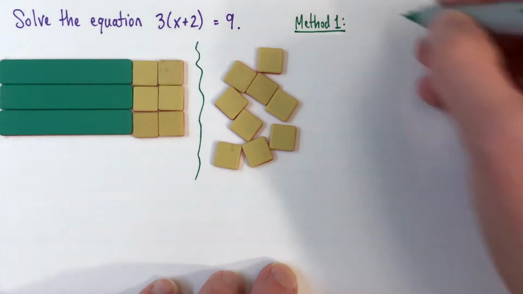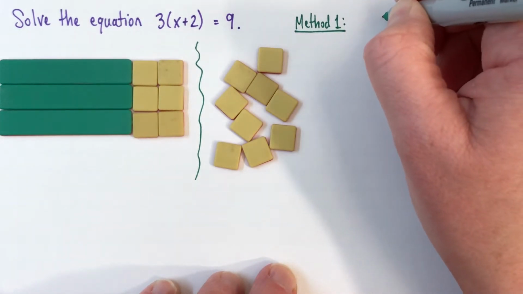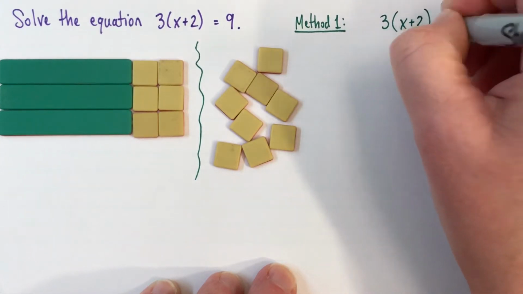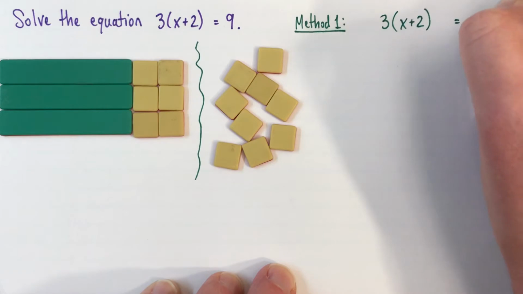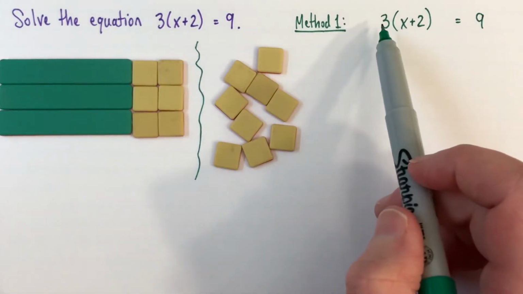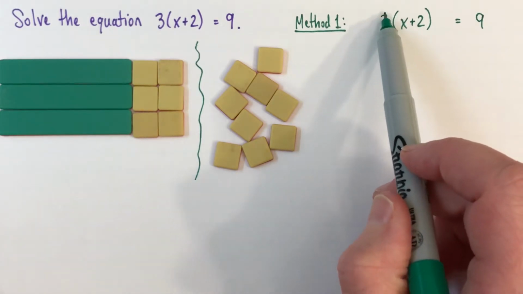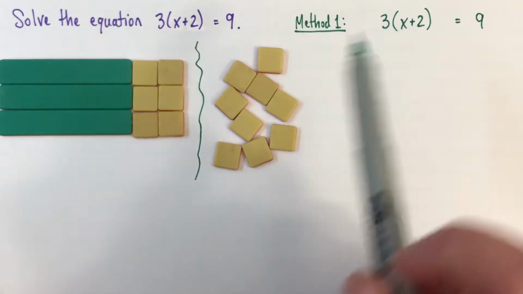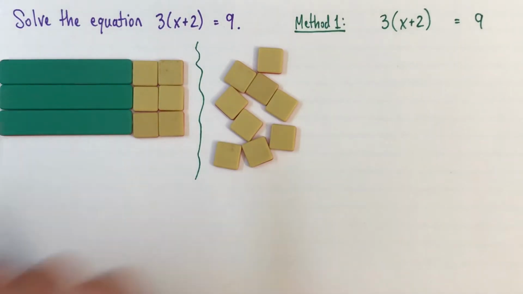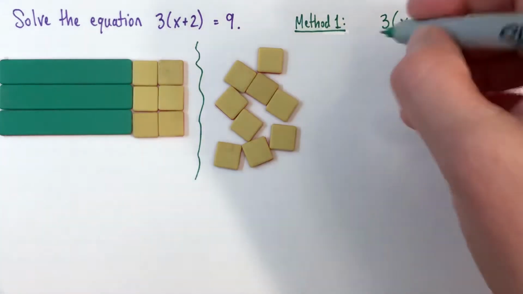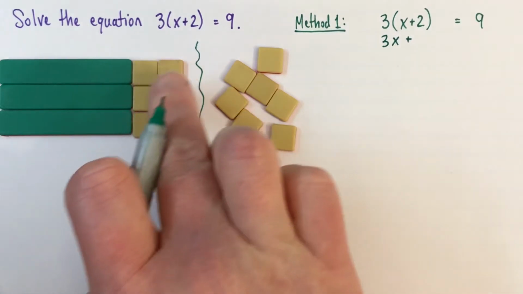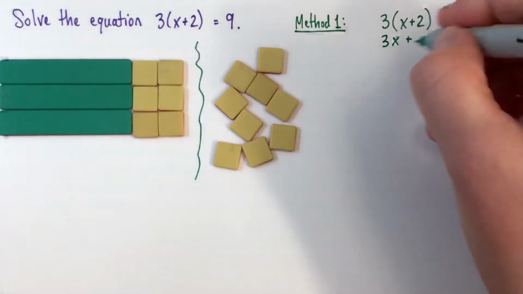So here we go, method 1. First of all I'm going to copy the equation. So we've got 3 times, in brackets, x plus 2, and that is equal to 9. The first method is just to simplify the left-hand side. We'll multiply it out, using the distributive property so that we don't need the brackets anymore. So our 3 groups of x plus 2: how many x's do we have altogether, and how many unit tiles? That's easy, we have 3 x's, and 3 groups of 2 unit tiles is 6.